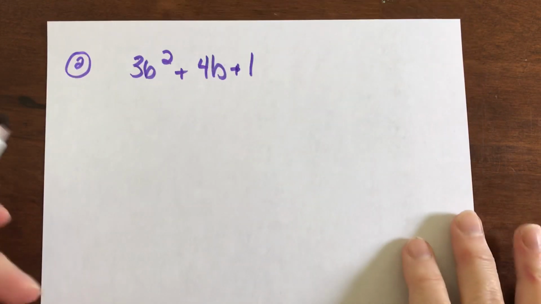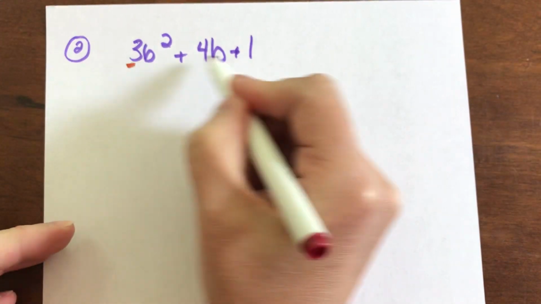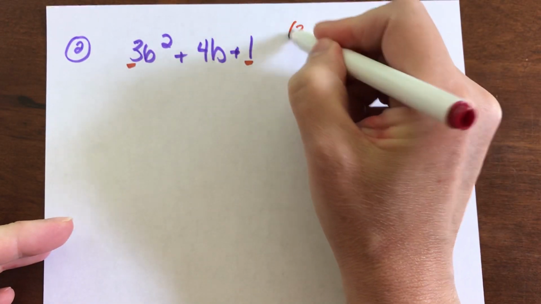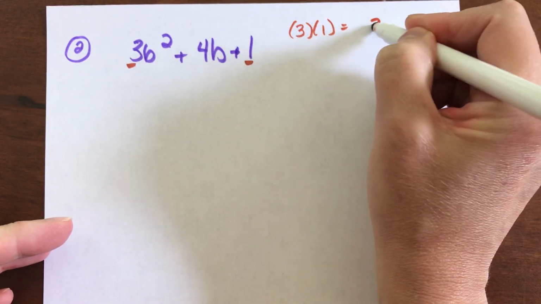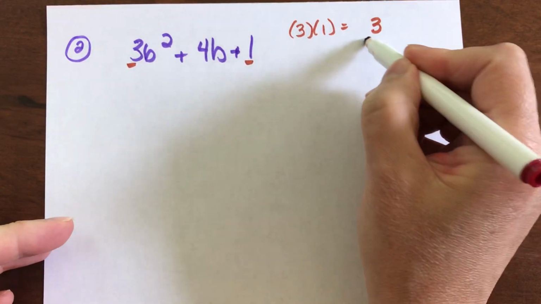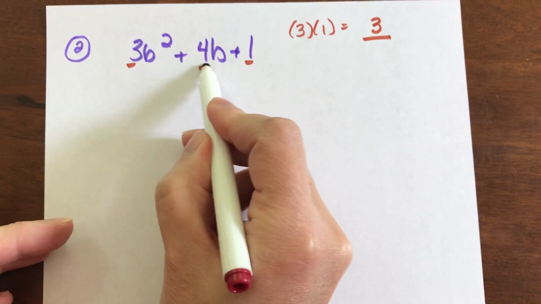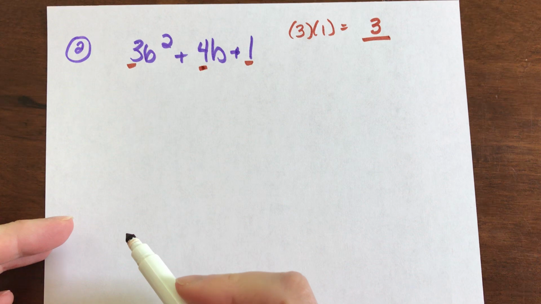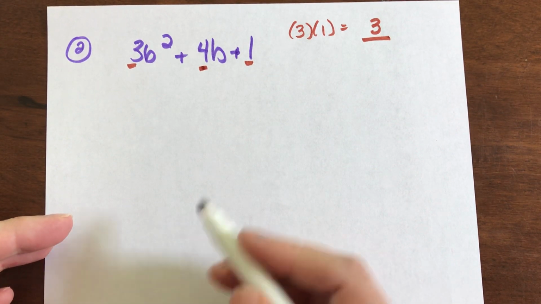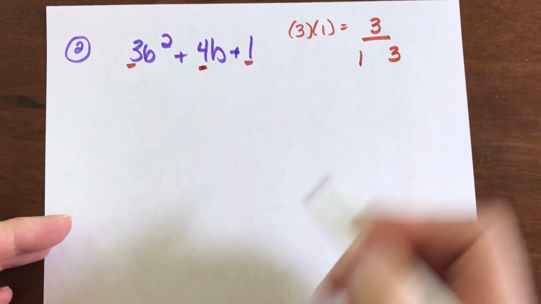All right, so first step, we take that first number and the last number, and we multiply them together. So 3 times 1 is equal to 3. Now, the magic middle number is 4. So I need two factors of 3 that add up to 4. Well, this one's easy. 3 is prime, so it only has one set of factors. That's going to be 1 and 3.